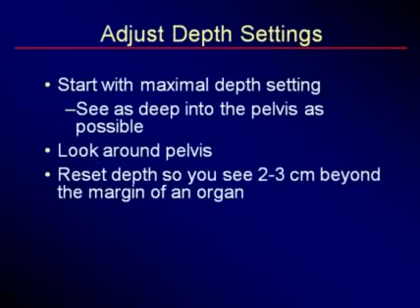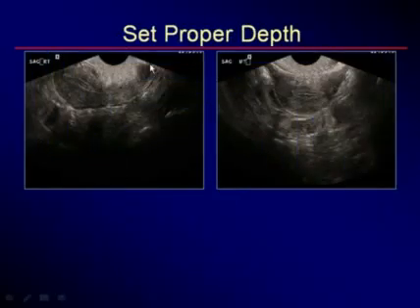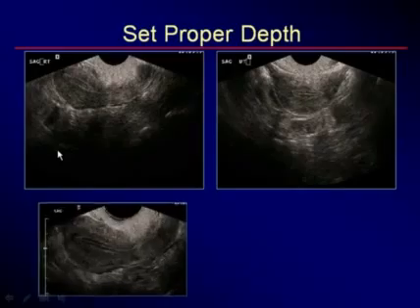First of all, adjust your depth settings. You should start with the maximal depth setting. You want to see as deep into the pelvis as possible. You want to look around and then reset your depth so that you can see 2 to 3 centimeters beyond the margin of an organ. When you start out, you should have your depth open, quickly look around, and then reset it.